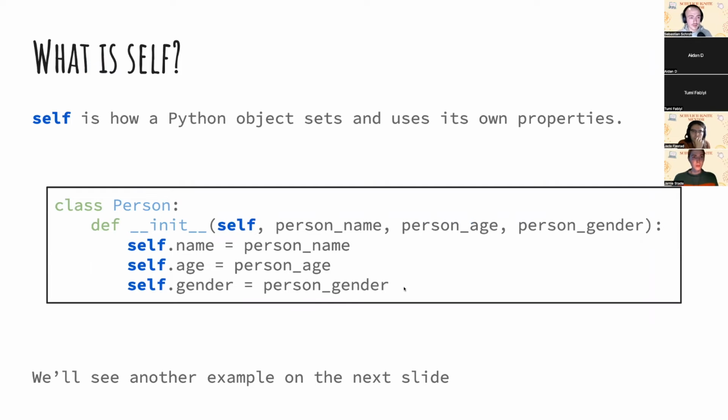What is self? Self is how a Python object sets and uses its own properties. So here's an example of that. We're assigning self.name, the person name, self.age, the person age, self.gender, the person gender. I hope that's getting through.